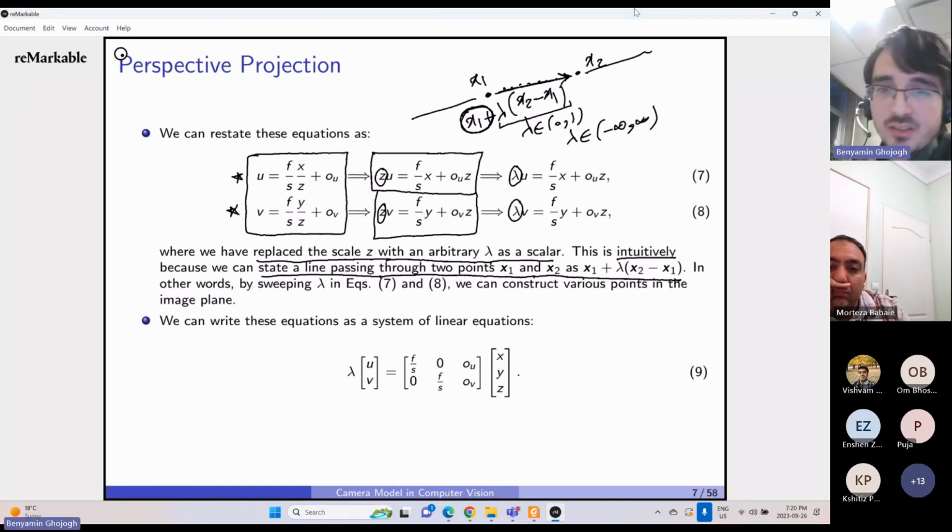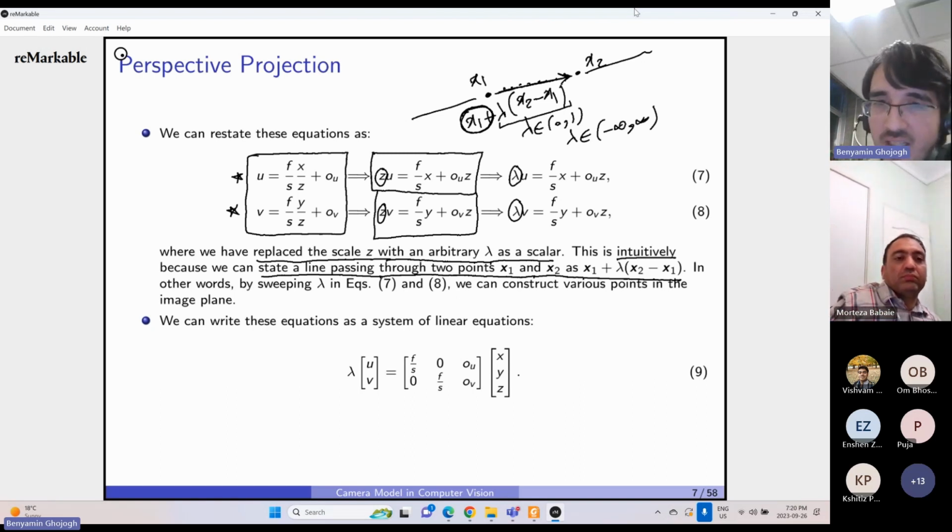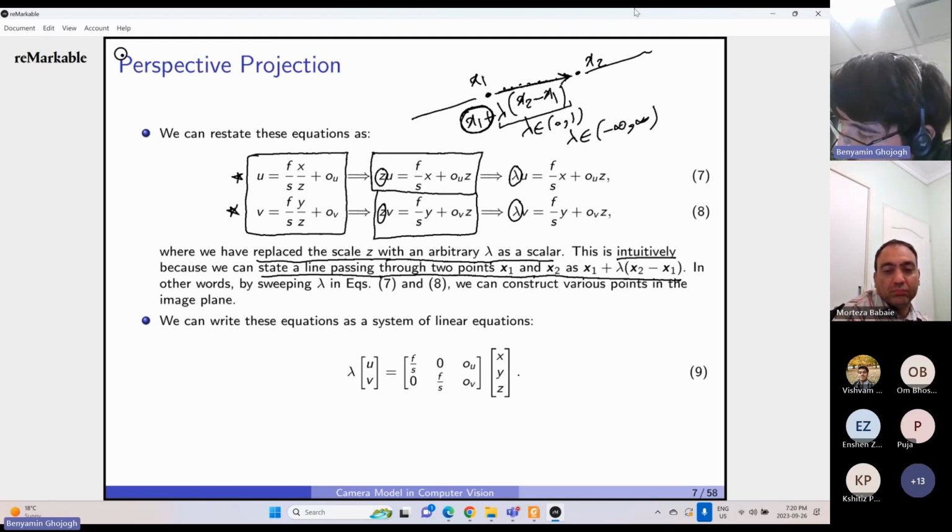Here, z is showing the depth, right? So by sweeping lambda, I can have various depths, right? We can also have negative depth. What does it mean? Negative depth means that I'm behind the camera, right? So that's the intuitive reason.